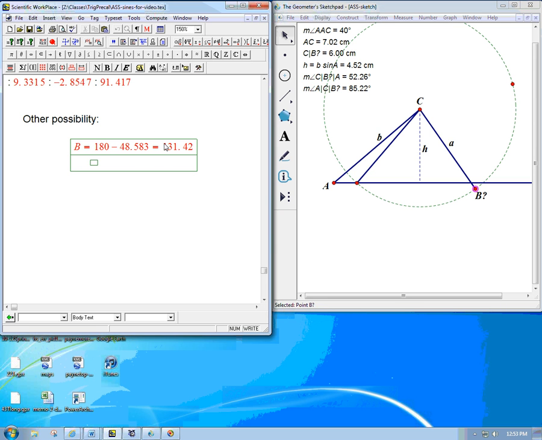So B is the supplement of what we started with. And then angle C, you do another 180 minus. You do 180 minus 40 minus this guy. And you calculate that out.